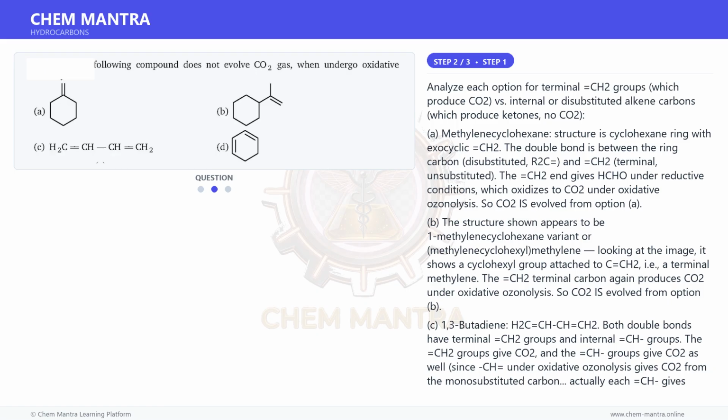D. Cyclohexene. The double bond is endocyclic between two CH= carbons, each bearing 1 hydrogen and 2 ring carbons, that is, each alkene carbon is CH= with ring substituents on both sides. Under oxidative ozonolysis, cyclohexene gives a linear dicarboxylic acid, adipic acid, HOOC-(CH2)4-COOH. Neither alkene carbon is a terminal =CH2, so no formaldehyde is produced and thus no CO2 is generated. The product is a dicarboxylic acid, not CO2.